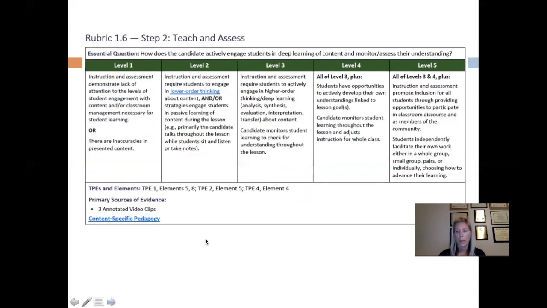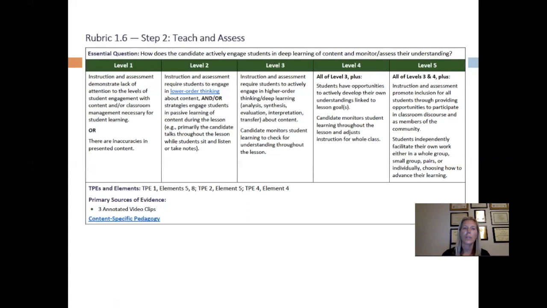The next rubric that we're going to be using for step 2 of cycle 1 is rubric 1.6. And again, level 2 is passing, but we'll also look at the level 4 because that's a great place to aim. At a level 2, it says that your instruction and assessment require students to engage in lower order thinking. We don't typically talk about that in our program. We typically talk about higher order thinking.